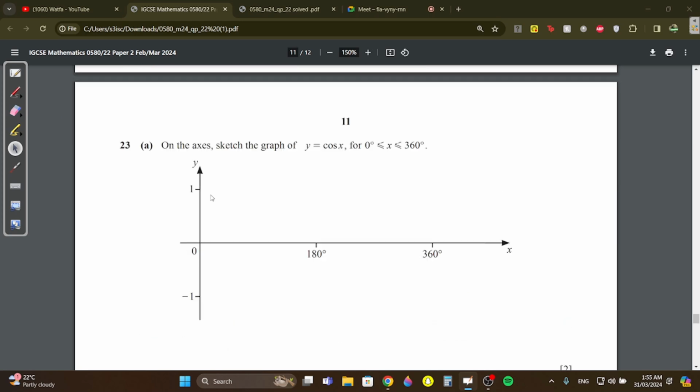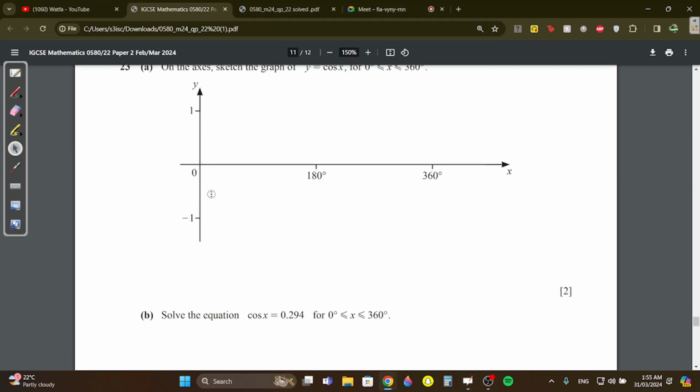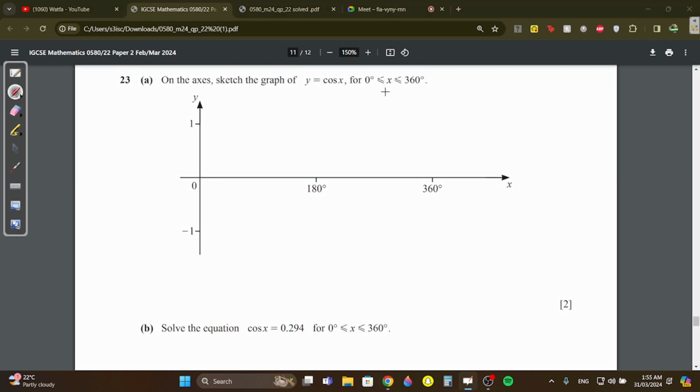Question 23. On the axis, sketch the graph of y equals cosine x between 0 and 360. Since they gave you the coordinates, you have to fill those in first. At 0, the cosine graph is at 1. At 180, it's going to be negative 1. And at 360, it's going to be back at 1. Sorry, not 0. It's going to be back at 1.